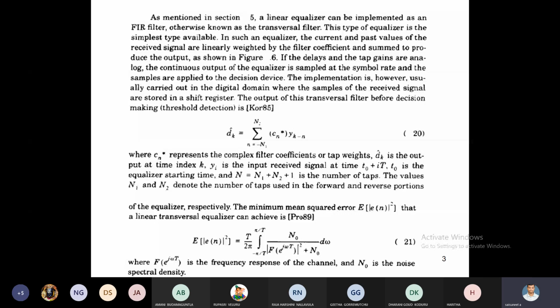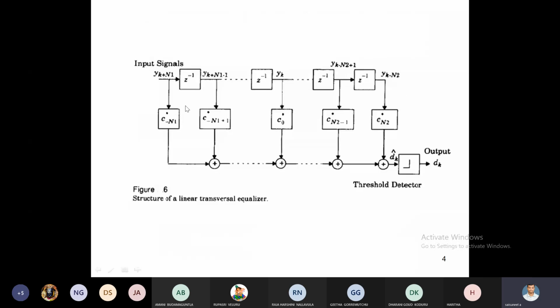This is the transversal equalizer. The input of this equalizer is the output of the receiver, the signal y of t. The output goes to the decision making circuit. The decision depends upon the threshold detector.